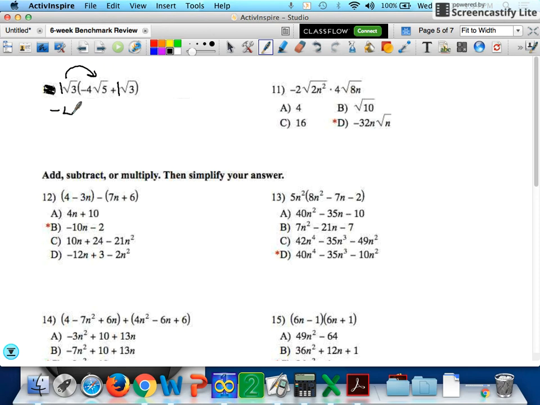Outside times outside is negative 4. Inside times inside is square root of 15. Outside times outside is positive 1. Inside times inside is square root of 9, because 3 times 3 is 9. And this is where a lot of people say, I'm done with the problem, I did my multiplication. But 9 can break down into 3 and 3, which pops out. So really, our final answer should be negative 4 square root of 15 plus 3.